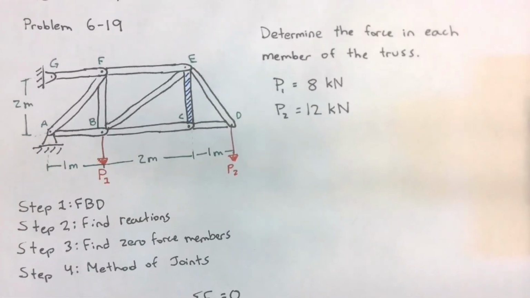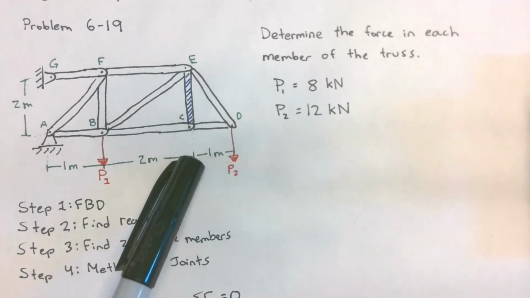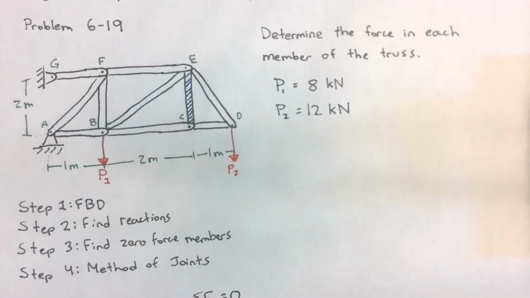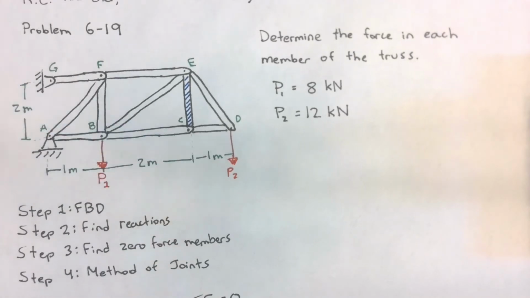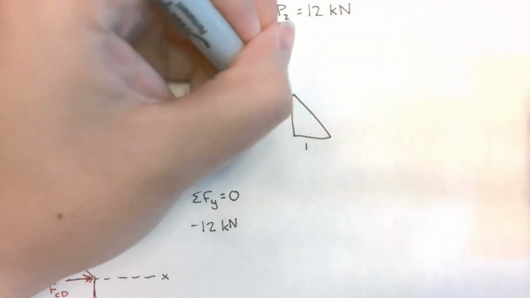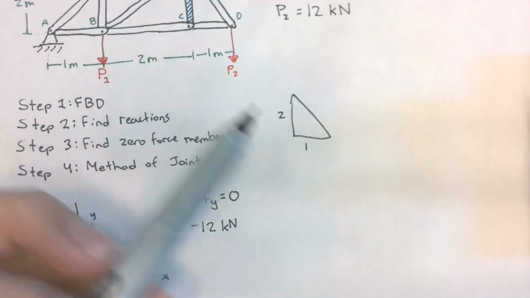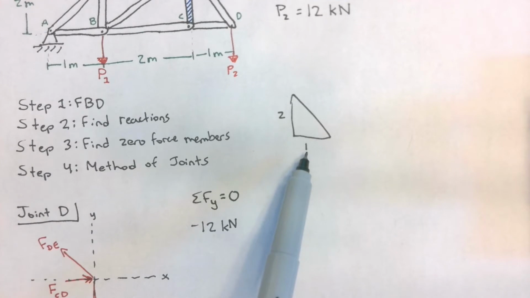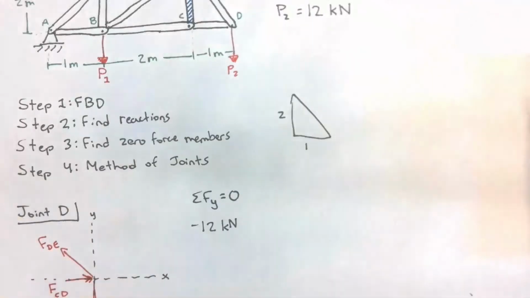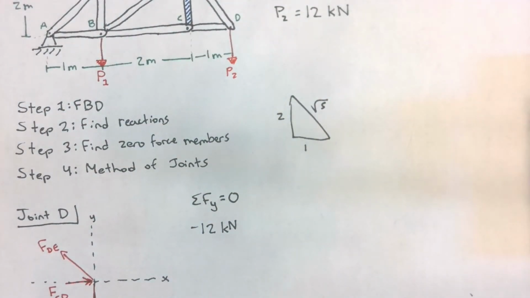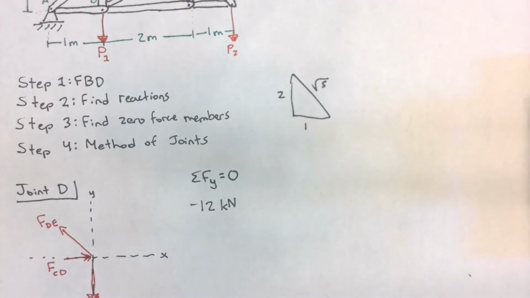Now they didn't give us an angle, but they did tell us that we have 1 meter in the horizontal and 2 meters in the vertical. Okay, so using geometry, we know that the hypotenuse can be found using the Pythagorean theorem. So the hypotenuse would be the square root of 1 squared plus 2 squared, which is just the square root of 5. Now, why do I want the hypotenuse? Because I can use it to find my components using the slope method. So in this case, we're not going to use angles, we're going to use slopes.